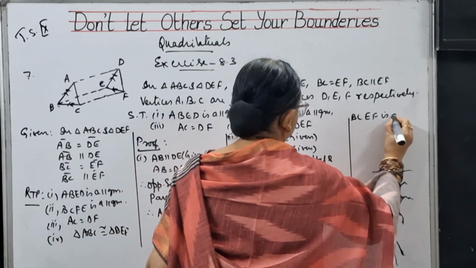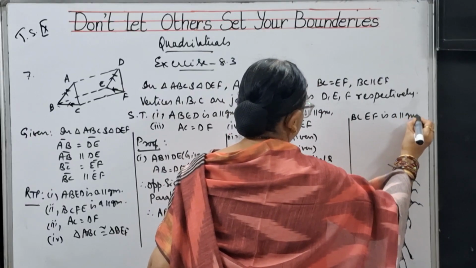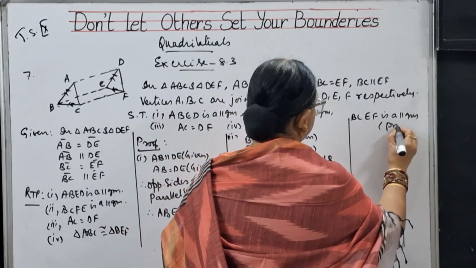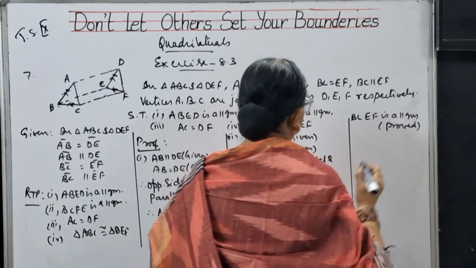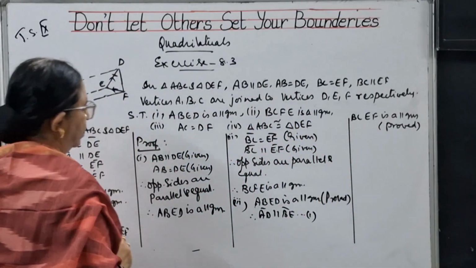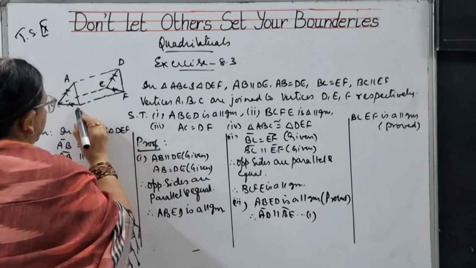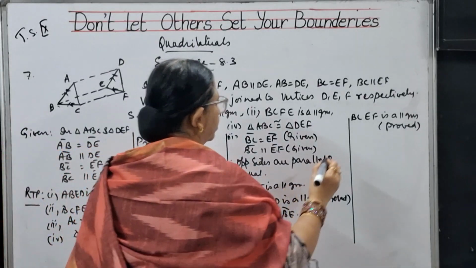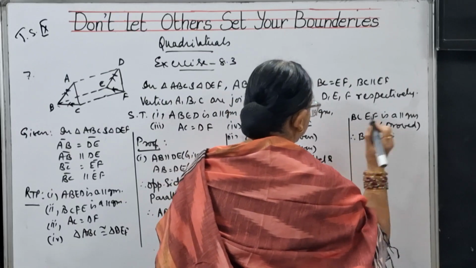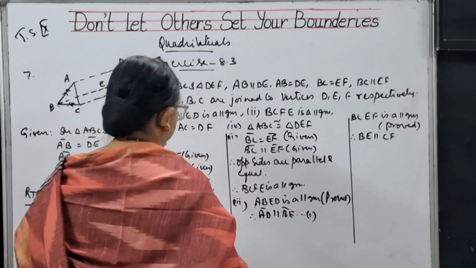BCEF is a parallelogram, we have just now proved. Therefore, BE is parallel to CF.